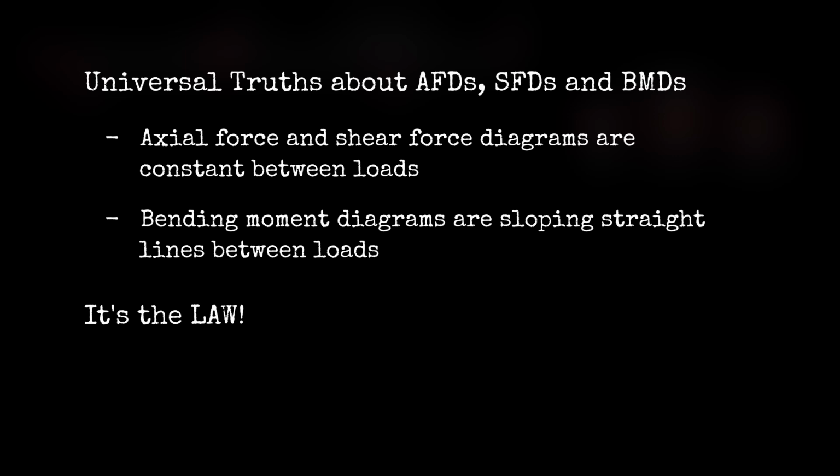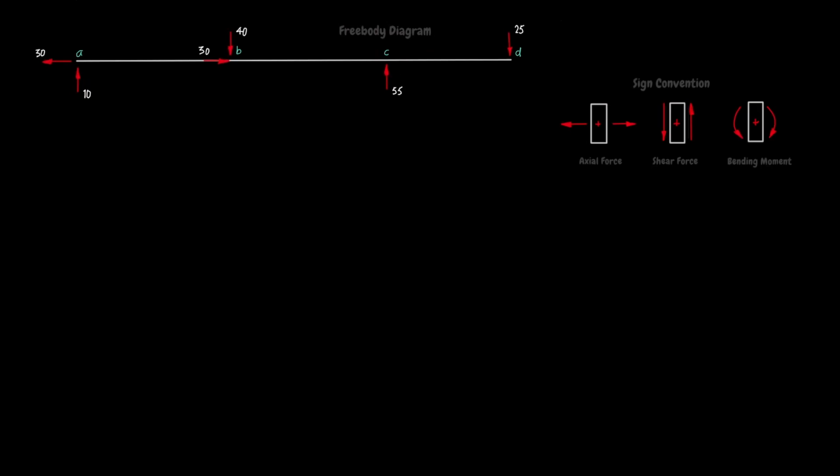And these truths are invaluable because they mean that we only have to calculate the internal forces at point loads. This makes drawing axial force, shear force and bending moment diagrams an awful lot easier. We don't need to worry about what's happening between point loads. It's literally a case of joining up the dots. It means that all we have to do is determine the shear and axial forces to either side of each point load and the bending moment at each point load.